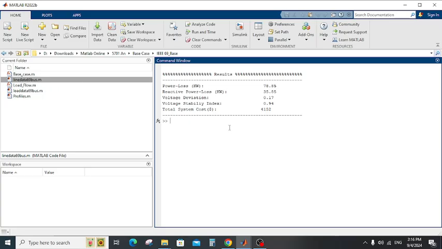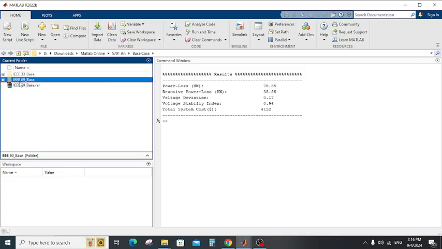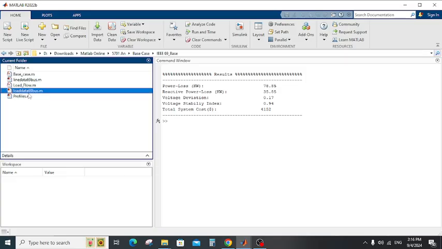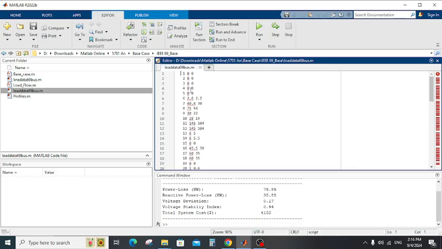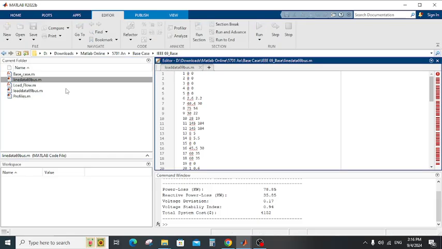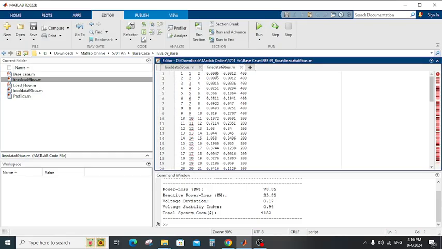As explained before, with the 33 bus network, it is the same thing. We have the load file, which contains the number of buses. The first column is the bus number, the second is the real power, and the last one is the reactive power. Also the specification of the network, the line data file.